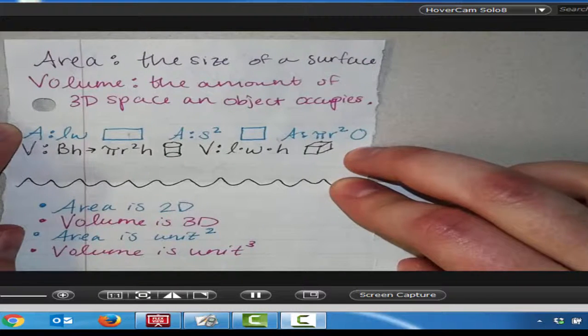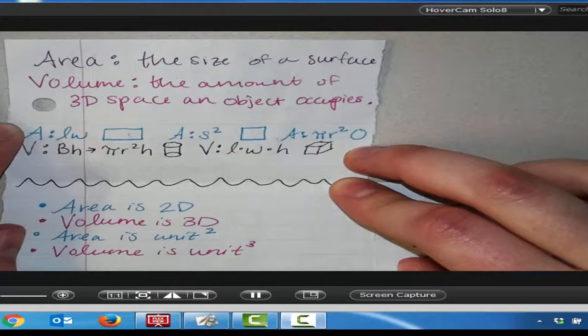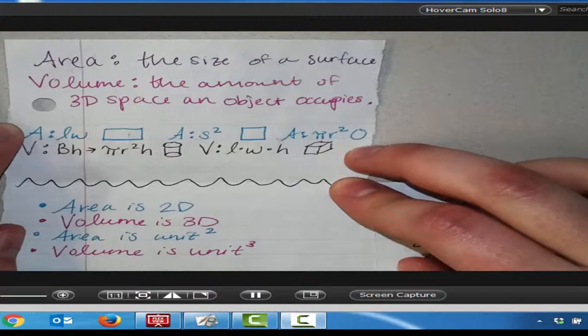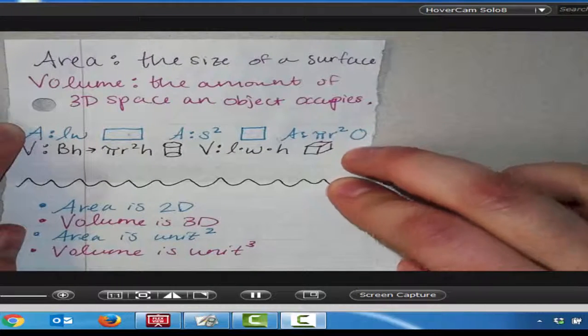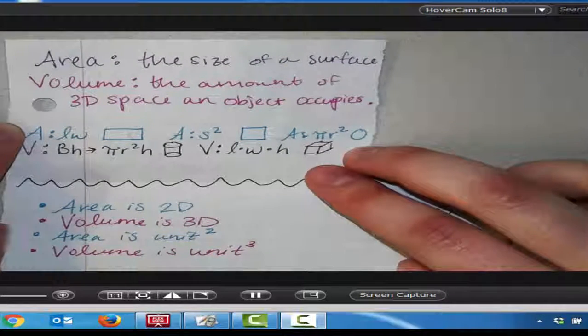For volume, we have a capital B times H. Now, I wanted to give that to you guys because your TCAP test might have a capital B times an H for a volume formula. That is just the area of the base times the height. It's the same thing, pi r squared times H. Another volume formula is length times width times height. That's the one that we think is the most synonymous with volume. That's for the rectangular prism.